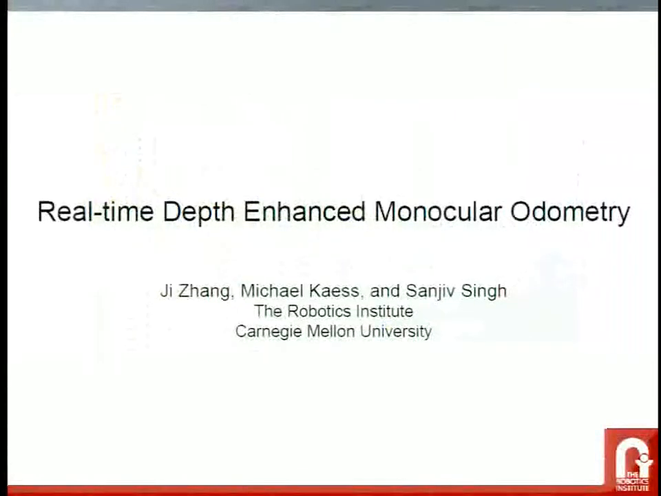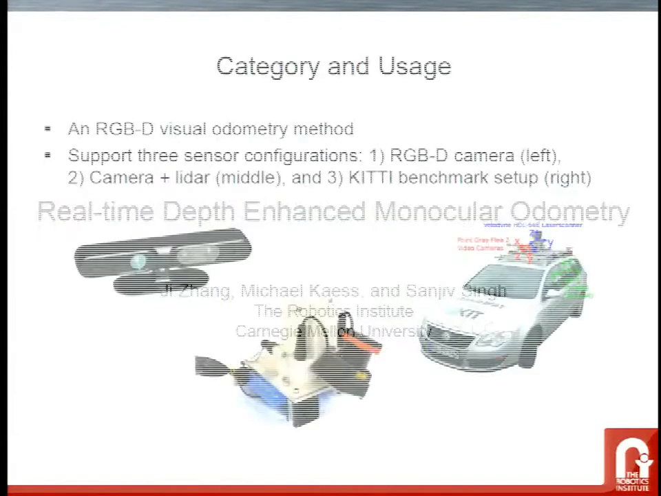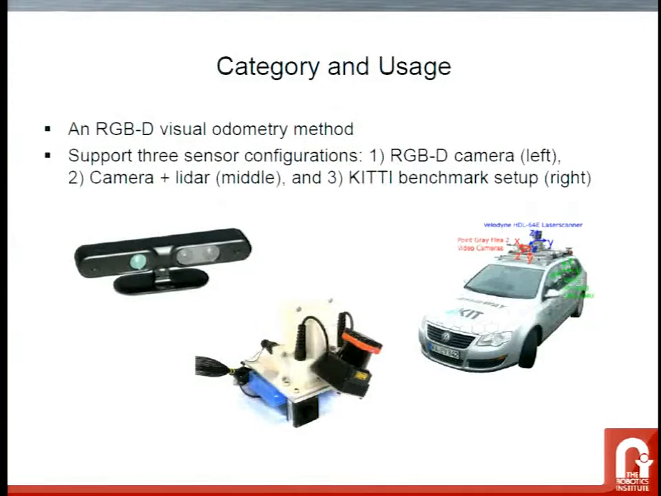I'll be talking about a real-time method for depth-enhanced monocular odometry. This is a visual odometry method, and it's classified as RGBD visual odometry because it uses monocular imagery plus additionally provided depth information. It supports 3 sensor configurations now.